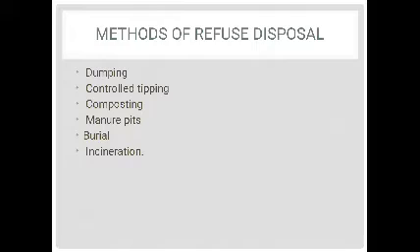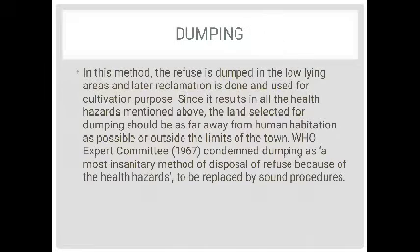Methods of refuse disposal can be dumping, controlled tipping, composting, manure pits, burial, and incineration. Now, what is dumping? In this method, the refuse is dumped in low lying areas and later reclamation is done and used for cultivation purposes. Since it results in all the health hazards mentioned above, the land selected for dumping should be as far away from human habitation as possible or outside the limits of the town.